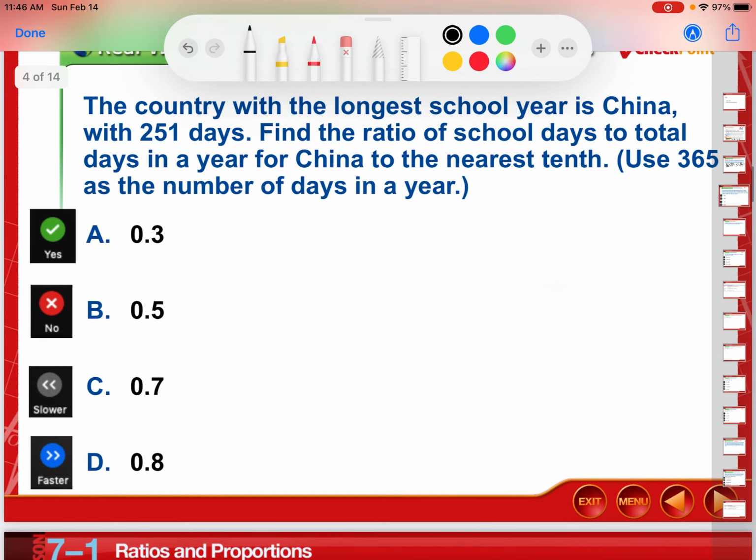Yippee. So this is one that you would do on your own as we go through the slideshow in person, but just for good measure, the country with the longest school year is China with 251 days. Find the ratio of school days to total days in the year, to the nearest tenth. So we're using 365 days. I guess we're assuming it's not a leap year, so that's kind of messed up because leap years are the best. We get an extra day and whatnot.